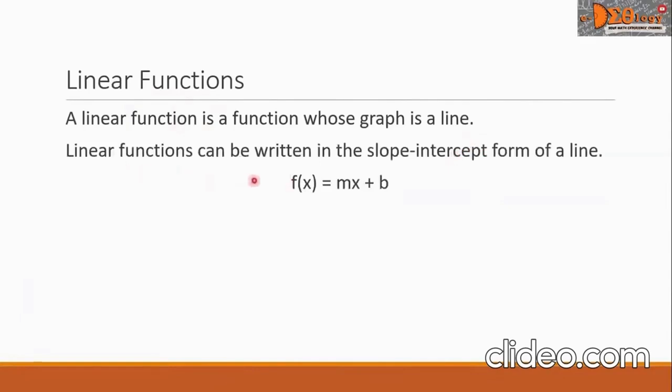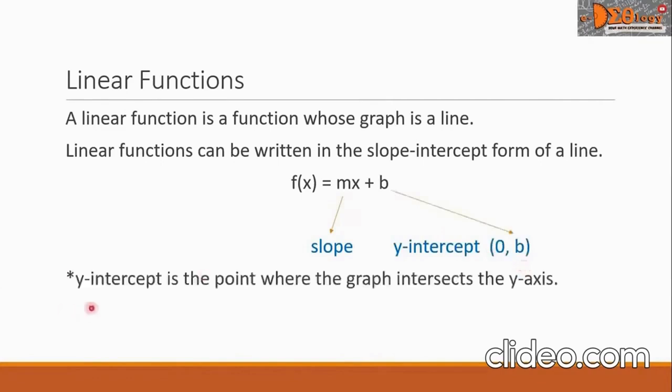Linear functions can be written in the slope-intercept form of a line. This is f of x equals mx plus b. We know that m, the coefficient of x, is the slope of the line, and the b is the y-intercept. Showing the ordered pair, we can write 0, b.